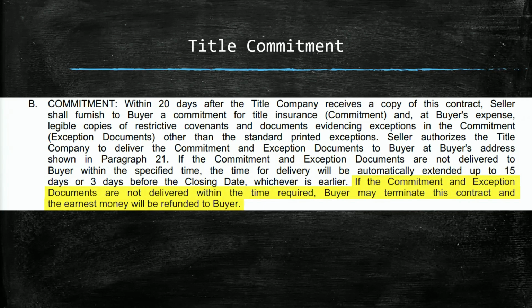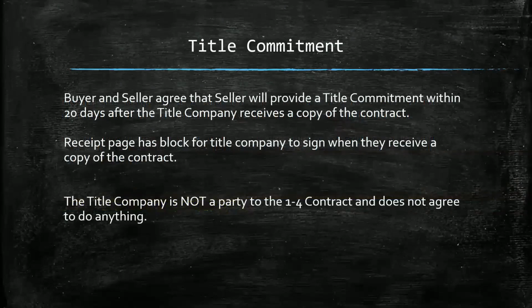So for the title commitment, the title company has an initial 20 days to deliver the commitment. If they don't deliver the commitment within that 20-day period, they get an automatic extension of either 15 more days or up to 3 days before the closing, whichever one happens sooner. If the title company still has not delivered the commitment and the exception documents after that time, then the buyer has the right to terminate and get back the earnest money.